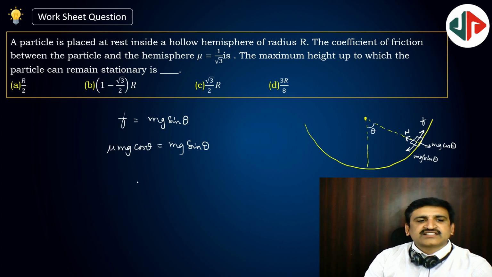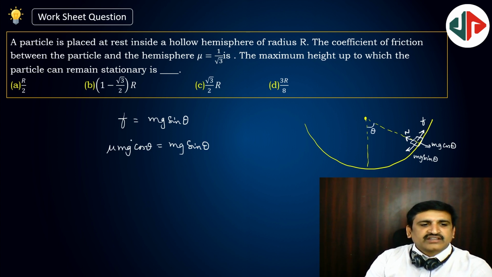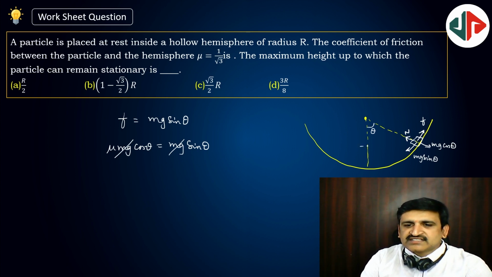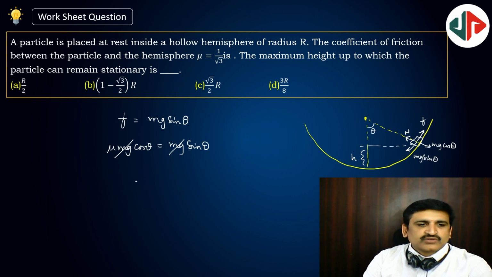Yes, what is he asking? Mu value is 1 by root 3. mg gets cancelled. Height he is asking. Okay, no problem. Height is this one he is asking, this height, h. So first, mu value is 1 by root 3. 1 by root 3 is equal to tan theta. Tan theta 1 by root 3 means theta is equal to 30 degrees.